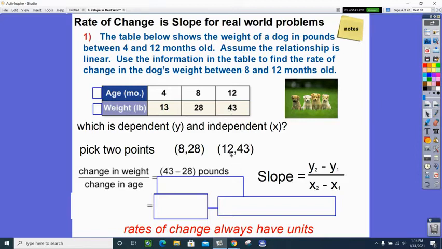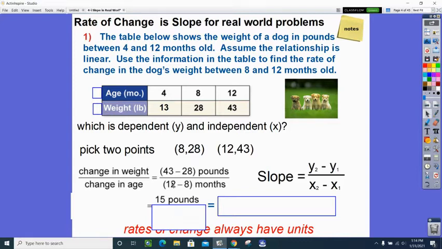And now when I go to do the x's, I have to start with the x, whichever one I started with, which in this case was the 43. So I'm going to take 12 minus 8. And that would be months. So when I pick up my calculator, 43 minus 28 gives me 15, and 12 minus 8 gives me 4. So he is basically gaining 15 pounds every 4 months.